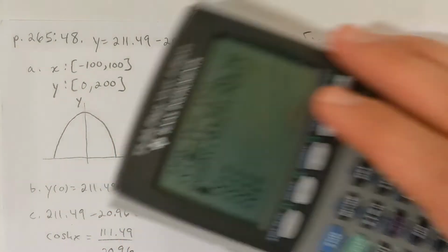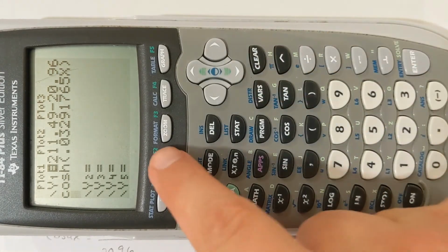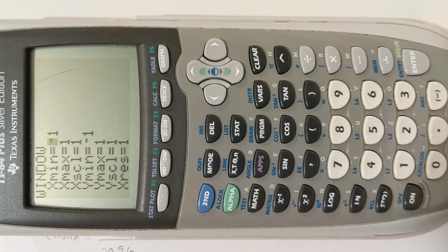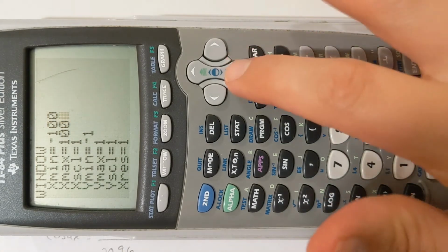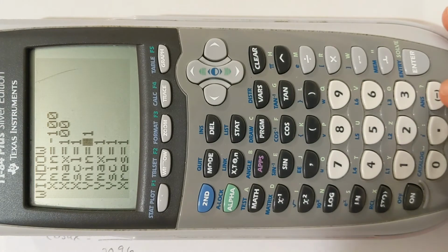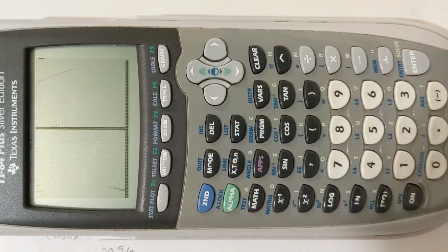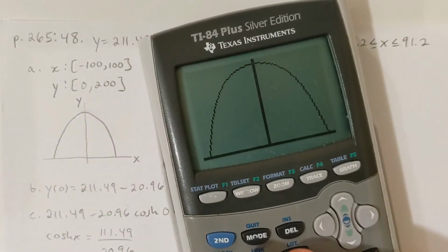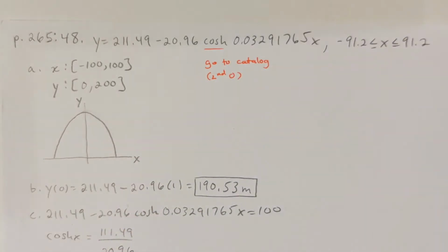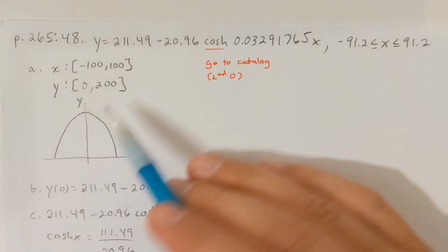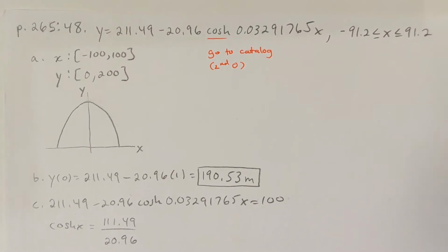I'll go ahead and make sure I'm in that window setting here, and I'm definitely not. So, negative 100 to 100 for x, and then for y, we're going from 0 to 200. Then I can hit graph. So I get some curve here that kind of resembles what you would see with the St. Louis Arch. And I've drawn that curve, and that's all they're looking for there in part A.